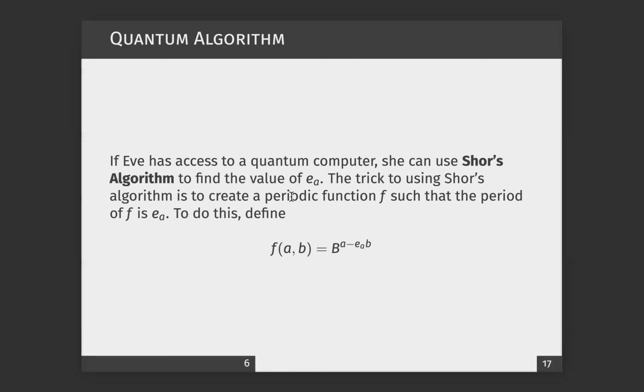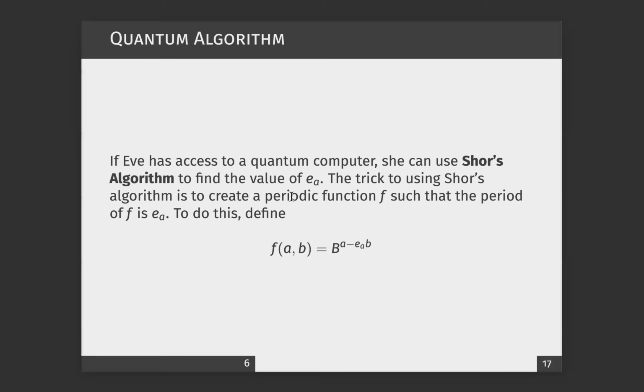So how does the eavesdropper get or compute the private key EA? If Eve has access to a quantum computer, she can use Shor's algorithm to find the value of EA. So the trick is to use Shor's algorithm. The trick in using Shor's algorithm is to define a periodic function, because Shor's algorithm is very good at period finding.